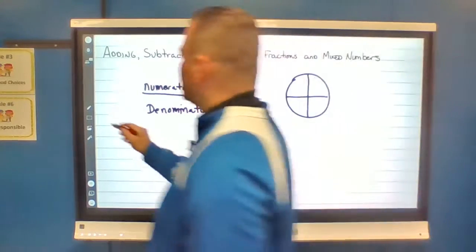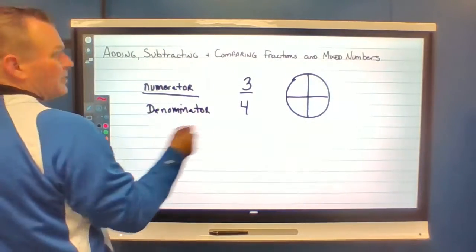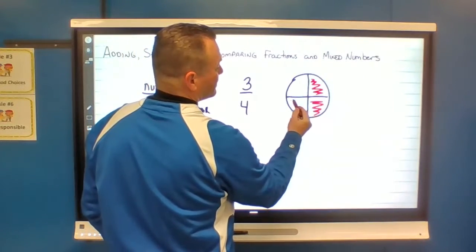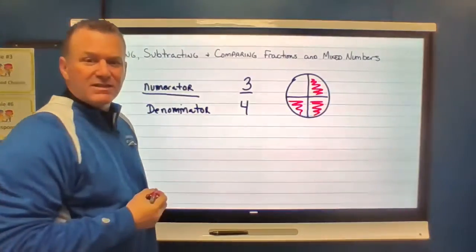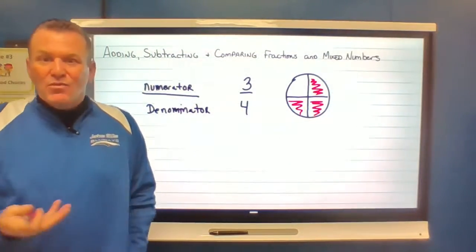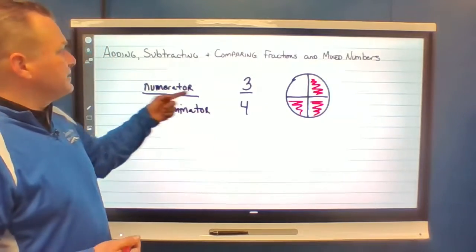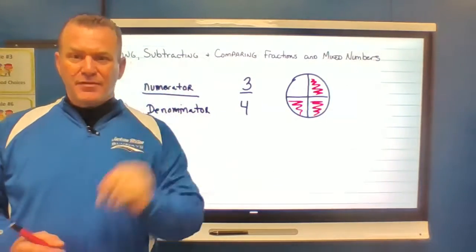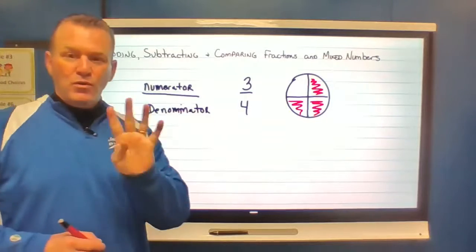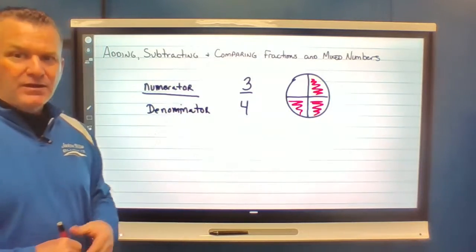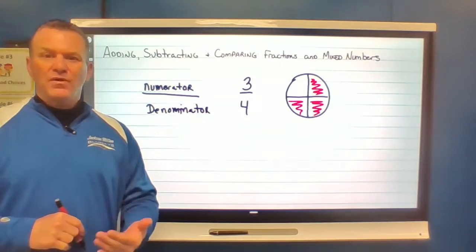The 3, which is my numerator, represents how many pieces I have, and the 4 represents out of how many total pieces, or what it's cut into. So in this instance, my numerator is 3 because I have 3 pieces out of the total 4 that the pie or pizza is cut into. Let's remember what a fraction is: parts of a whole.